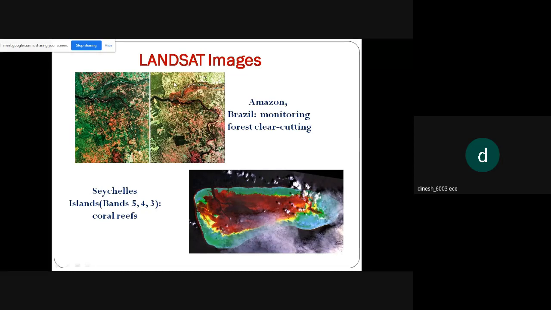You can see at the top is the Amazon river, Amazon forest, where it is present in Brazil. It is used for monitoring forest clear cutting. You can see the first picture, at the left side, has more vegetation. The greeny structures are vegetation. The flow of water is in brown color, this dark gray brown. So this is your flow of water.